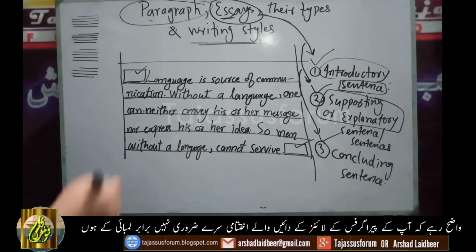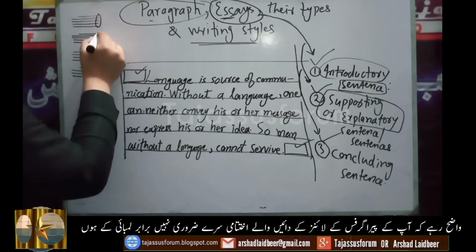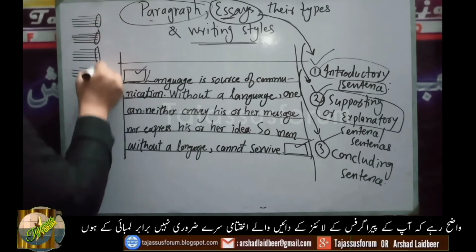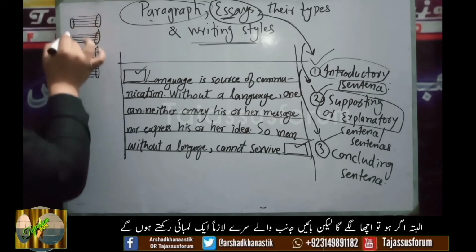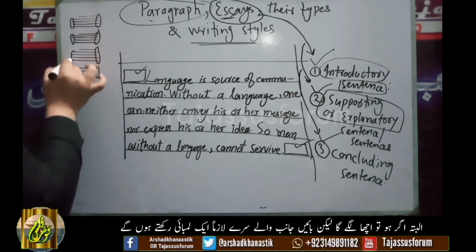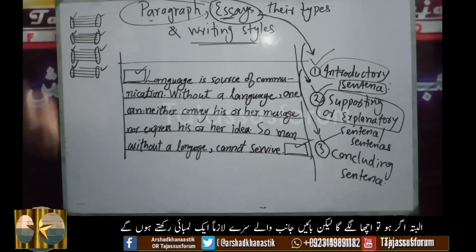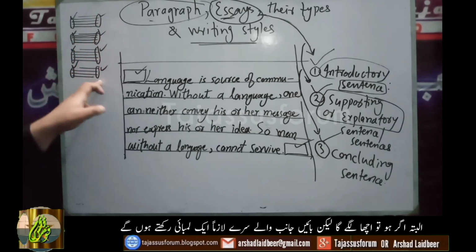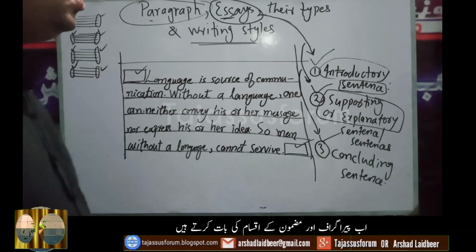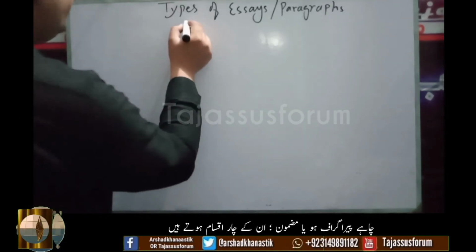Now keep in mind that the right endings of the sentences of your paragraph must not necessarily have equal length, but the left endings of the lines of your paragraph must have an equal length. The length at the right side of the sentences may vary, but it's good if you can maintain this length equal. Now coming towards the types of paragraph or essays, there are four main kinds.